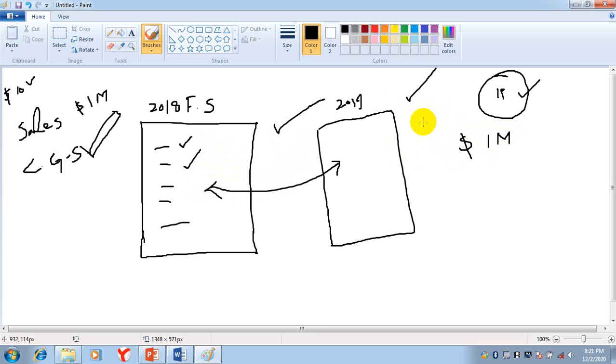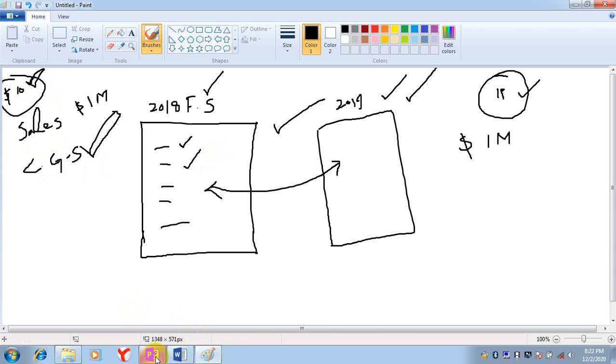So we are comparing 2019 with 2018. But this comparison is not valid. This is not a good comparison. Why? There is a big change. That is the price level change, $10 to $11, or the cost of goods sold. The cost changes, but we are ignoring this fact. We are comparing 2 years, but there is a big impact of price changes and we are ignoring that fact.